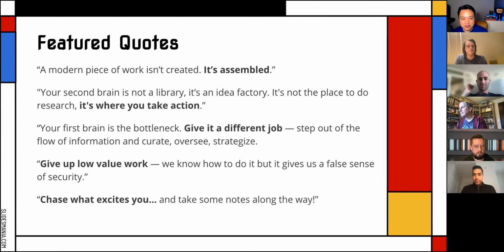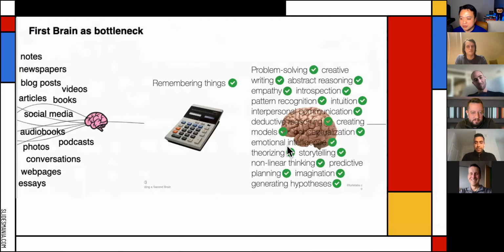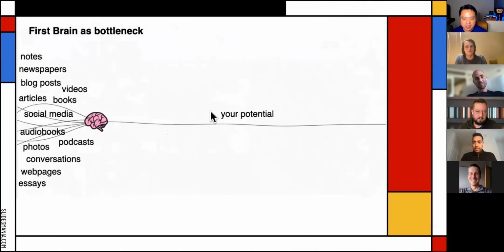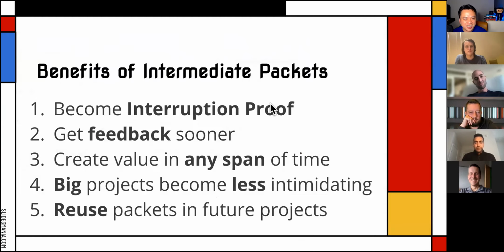You can do that all day long and not really produce more. So the goal is not storing more information. You shouldn't measure yourself by the amount of megabytes that you store in your second brain. It's about the output. Your first brain is the bottleneck. Give it a different job. Step out of the flow of information. This is the one that I really resonated with, right? This is the first brain, and it's the bottleneck for the information, and this is the second brain where it's doing a lot more fun stuff.